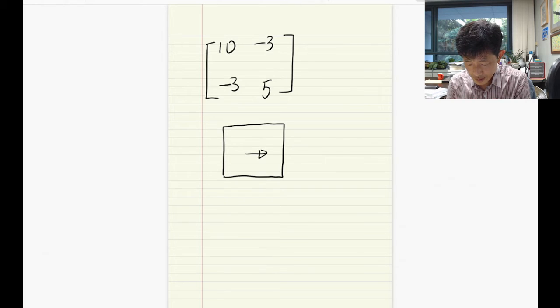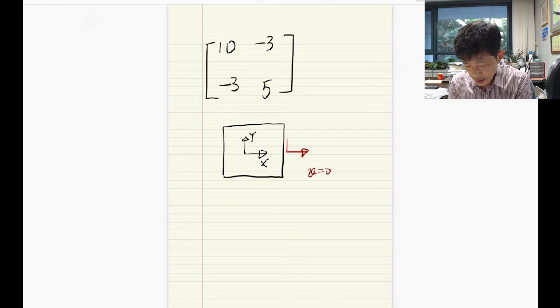This is my x direction and this is my y direction. So let's consider any angle. So first, theta is equal to 0. Then my new coordinate system looks like this, which means my stress state is what?